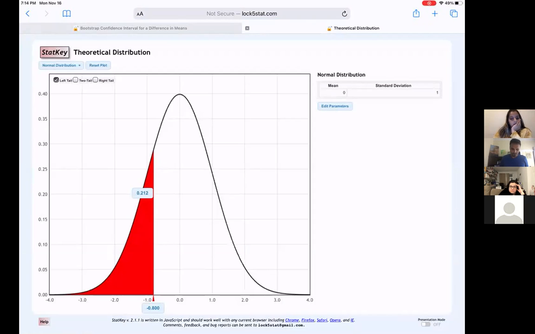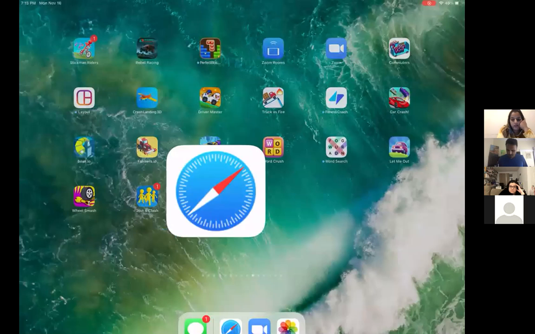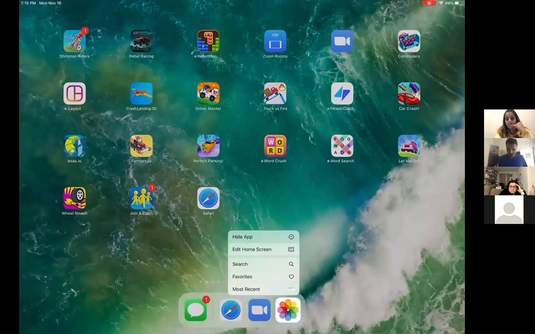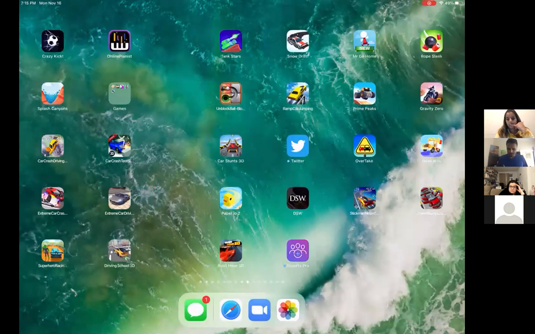So you need to use the StatKey. There is a way to find it through the table in the back of your book, but this is already done. So if a Z-score is provided, you just go ahead and look it up in the StatKey. Very good.